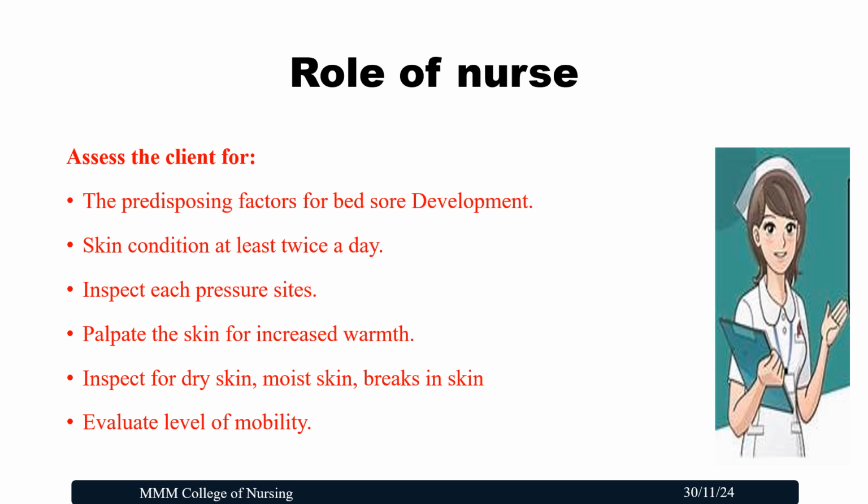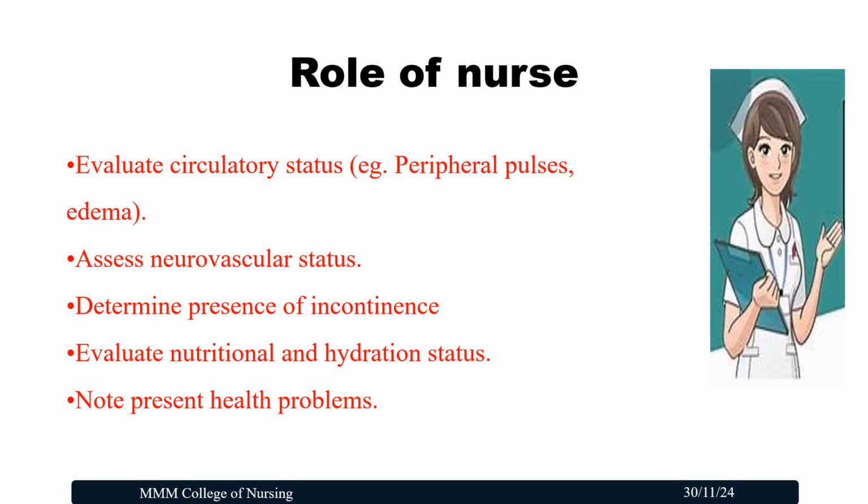Evaluate the level of mobility of the patient and evaluate circulatory status, for example peripheral pulses and edema to be noted, and assess the neurovascular status. Determine the presence of incontinence, whether the patient has any fecal or urinary incontinence, and evaluate nutritional and hydration status, whether the patient is receiving a healthy diet or not. Note the present health problems, whether the patient is able to mobilize or should be in a bedridden position.